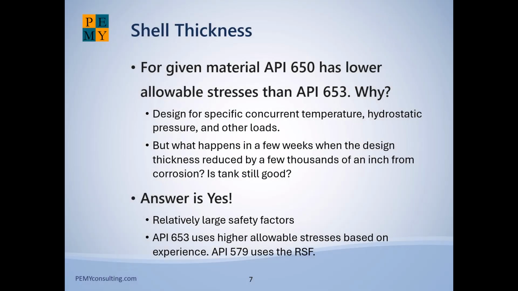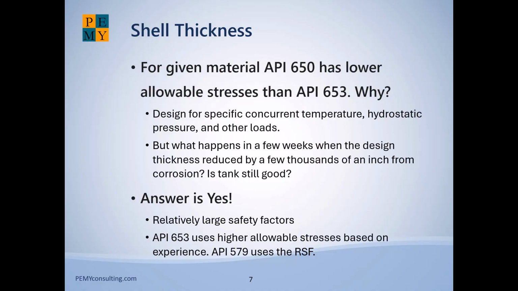For the same material and application and loading, API 650 uses lower allowable stresses than API 653. In other words, it is more conservative. That's because API 650 is designing for very specific concurrent loading conditions at the time of construction. It also includes substantial safety factors for reliability over time.